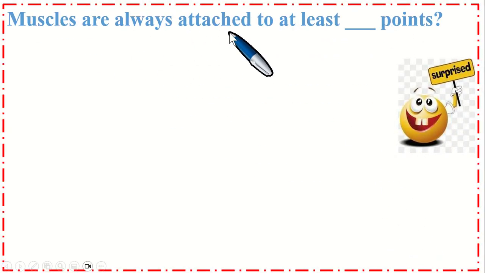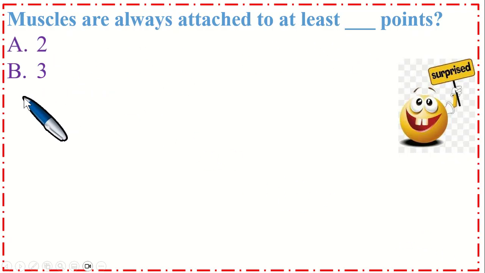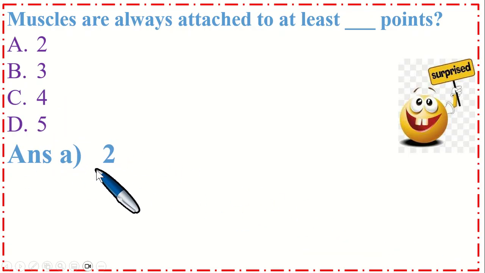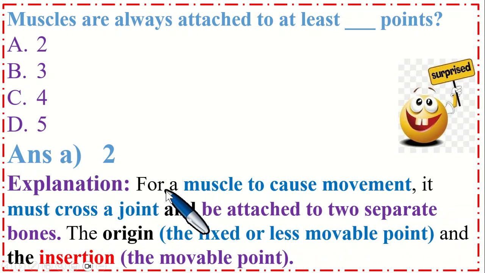Muscles are always attached to at least dash points. Option A, 2; B, 3; C, 4; and option D, 5. So the correct option is A, 2. Explanation: for a muscle to cause movement, it must cross a joint and be attached to two separate bones. The origin is the fixed or less movable point, and the insertion is the movable point.